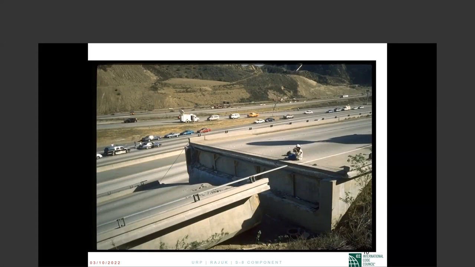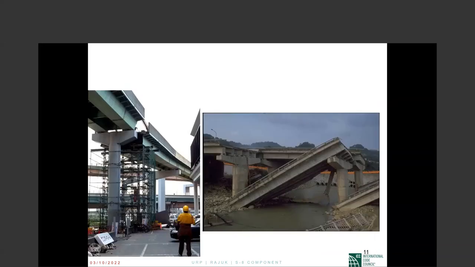This is a seat type abutment. And the main cause of that one is the short support length. That means we need to provide an adequate seat at the abutment so that the superstructure can slide without unseating. These are the same thing, very short seat width for a concrete bridge. And the same thing for a steel bridge.